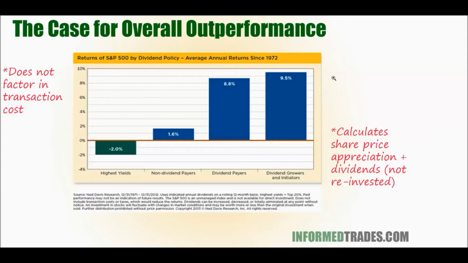Dividing the S&P stocks into four segments: the highest yielding, which is the top 20% of dividend yields; stocks in the S&P 500 that are not yielding dividends; dividend payers; dividend growers; and initiators. Now this is a sample portfolio that calculates rolling metrics over the past 12 months.